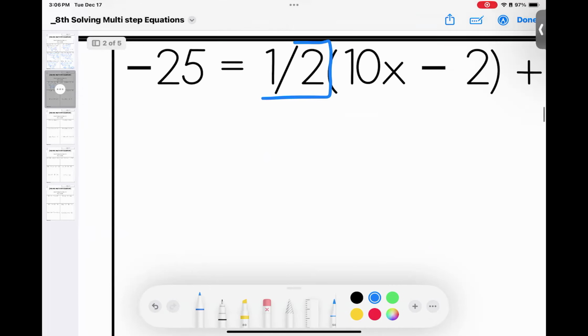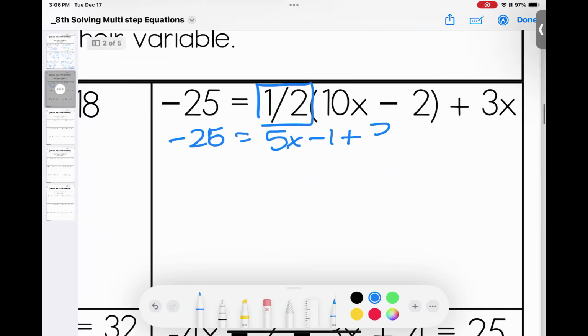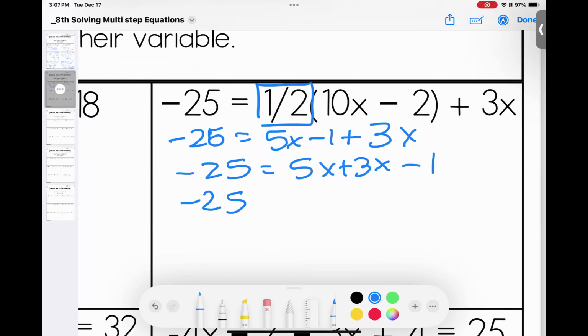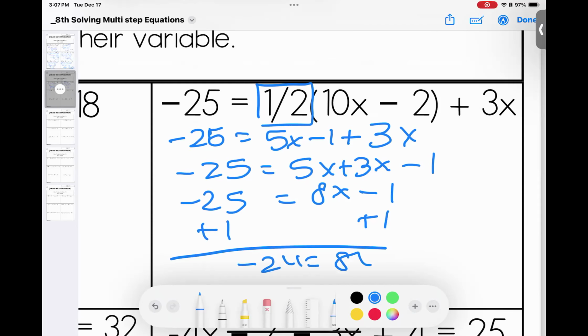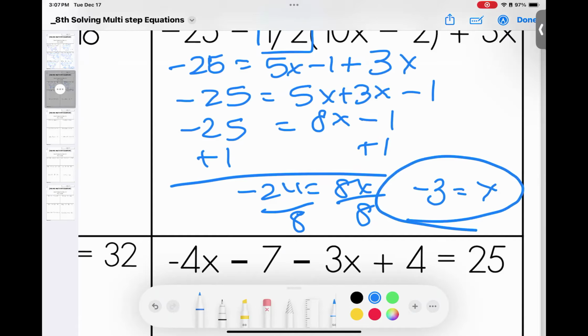This half, take it for exactly what it is. If I cut 10 in half, I have 5. If I cut 2 in half, I have 1. That 1 is negative. Plus 3x. I'm going to put these together. I have negative 25 equals 8x minus 1. I'm going to add that 1 to both sides. Negative 24 equals 8x. Dividing both sides by 8, we have negative 3 is equal to x.